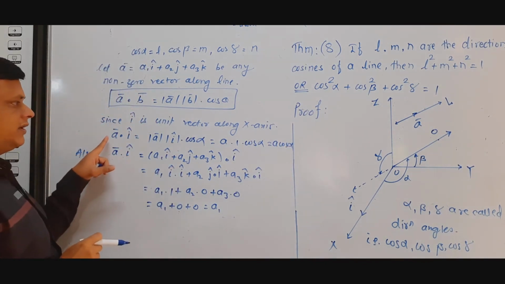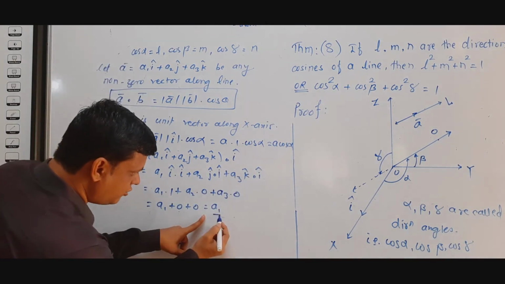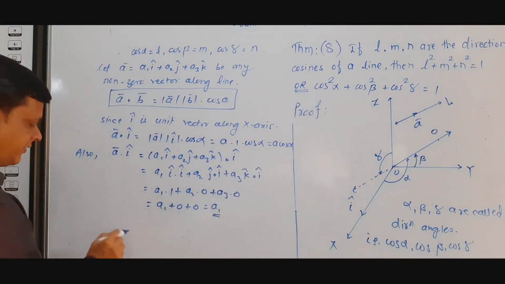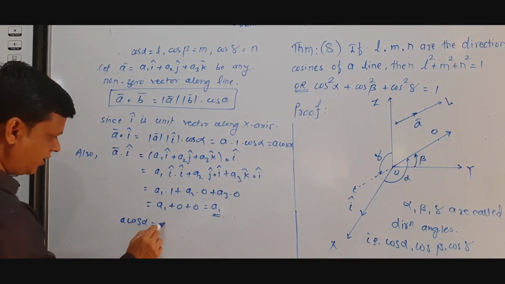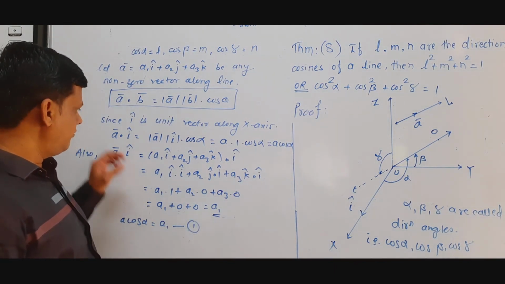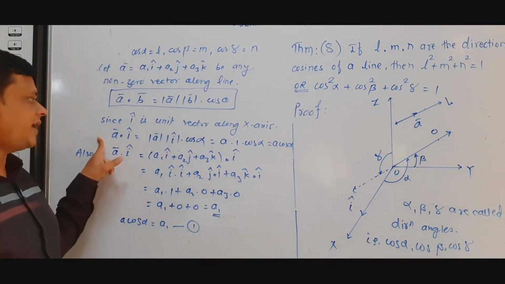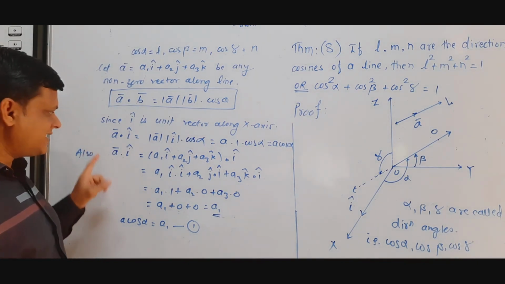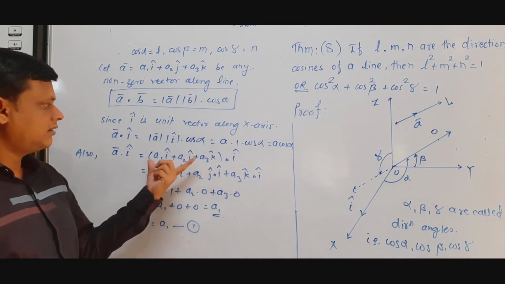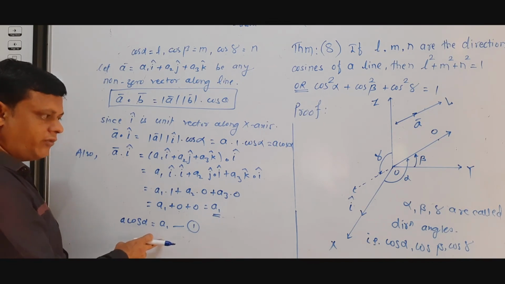Now this is the value of A bar dot I cap, which is A cos alpha. This is also the value of A bar dot I cap. So from these two we can say here A cos alpha is equal to A1. So denote this as equation number 1. Now we calculate the same quantity in two different ways: first by using the definition of dot product, and second by multiplying that unit vector with the given vector. In this way we find that A cos alpha is equal to A1.